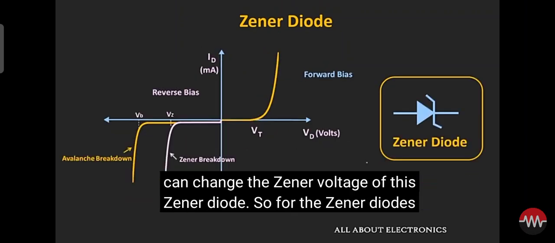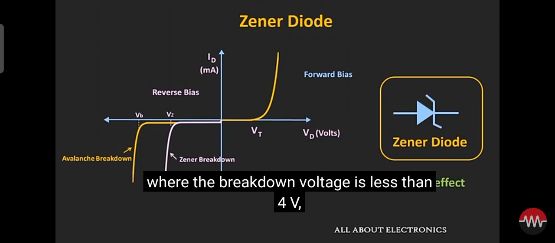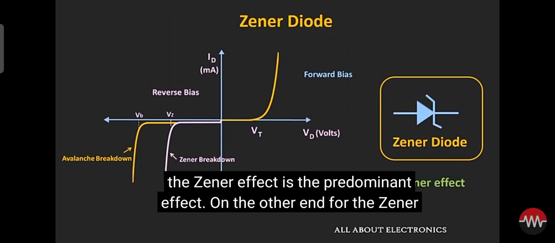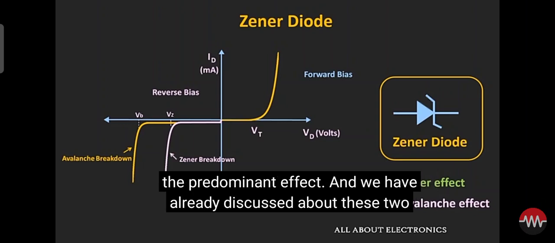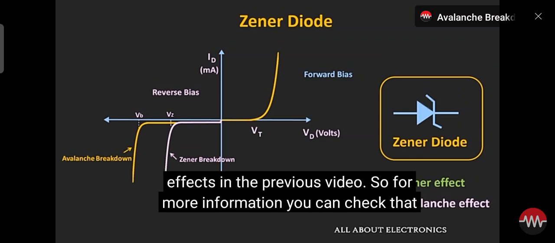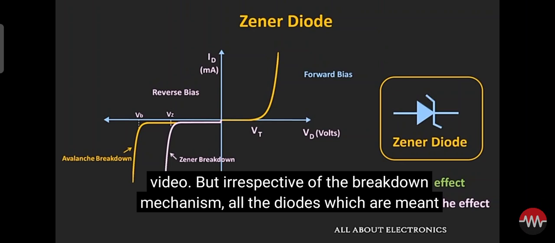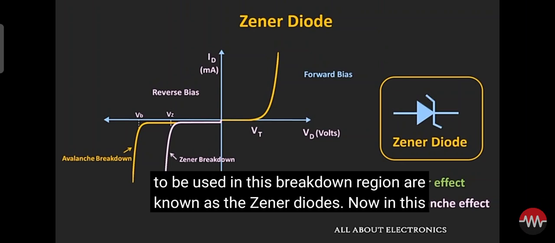So for the Zener diodes where the breakdown voltage is less than 4 volt, the Zener effect is the predominant effect. On the other end, for the Zener diodes whose breakdown voltage is more than 6 volt, the avalanche effect is the predominant effect. And we have already discussed these two effects in the previous video. So for more information, you can check that video. But irrespective of the breakdown mechanism, all the diodes which are meant to be used in this breakdown region are known as the Zener diodes.